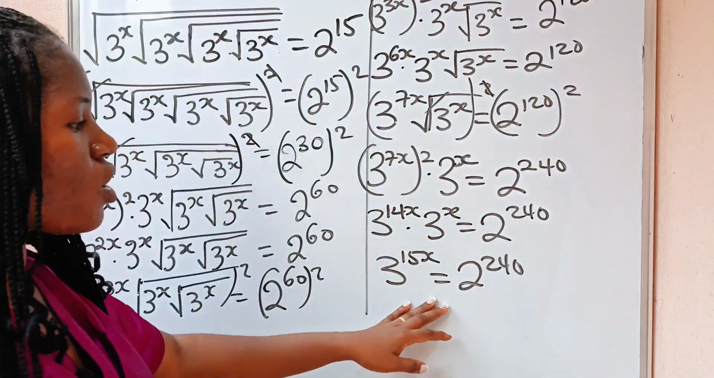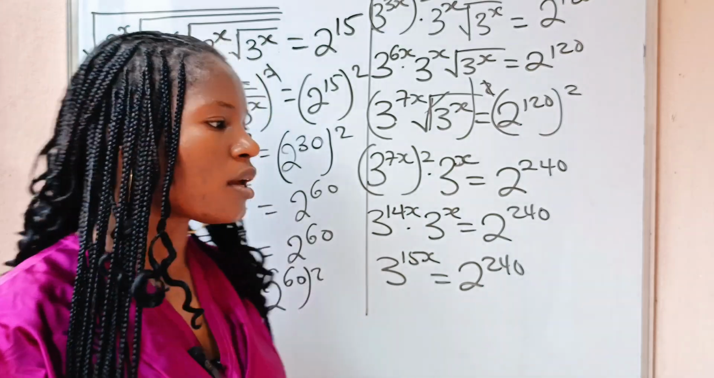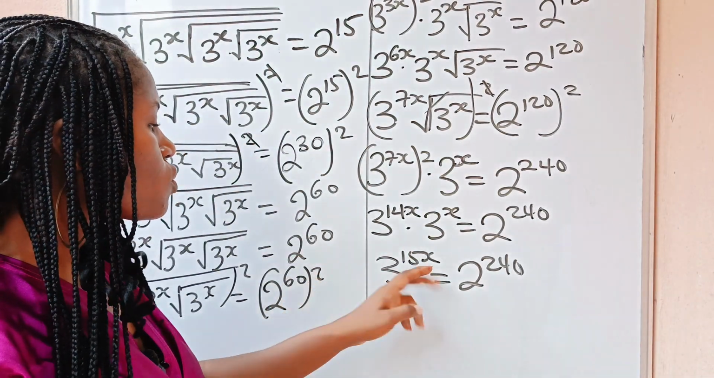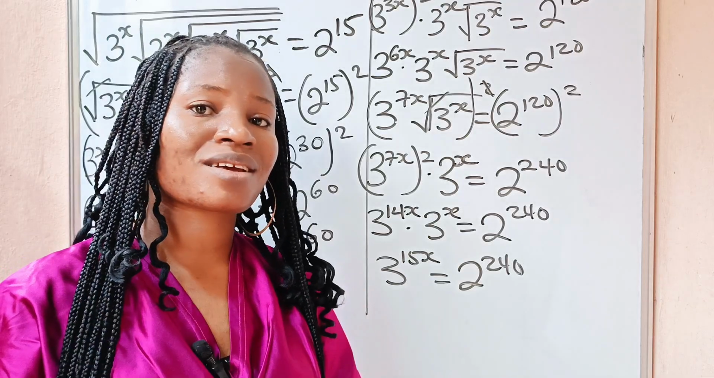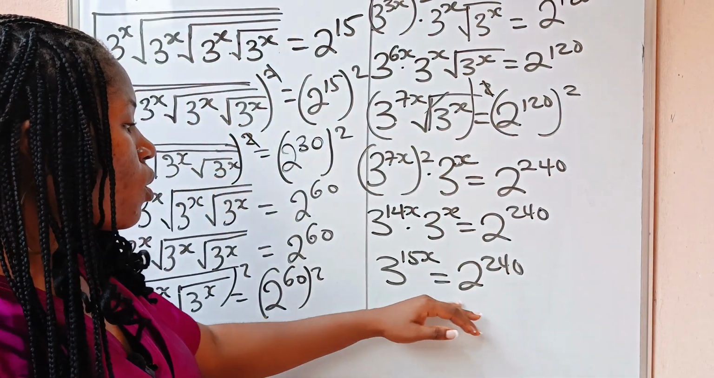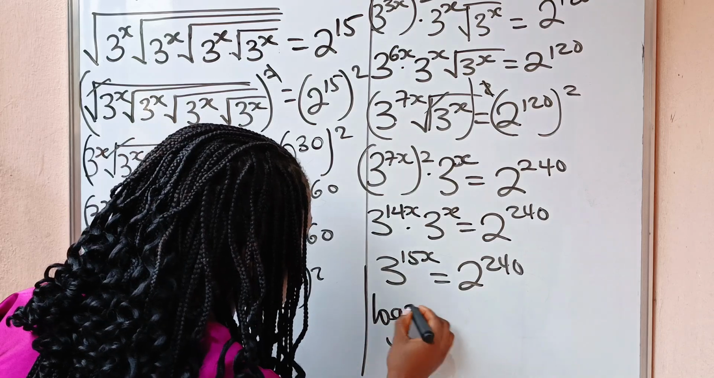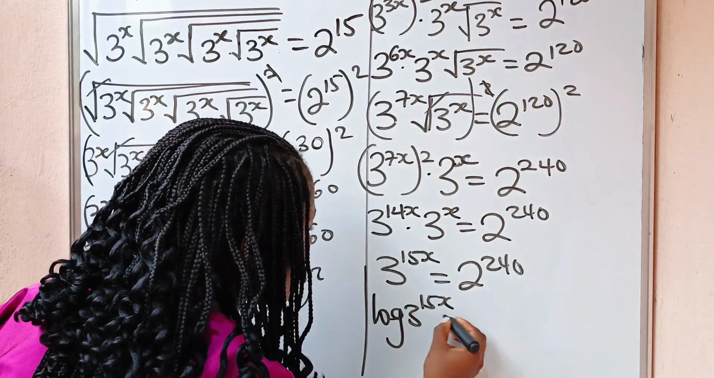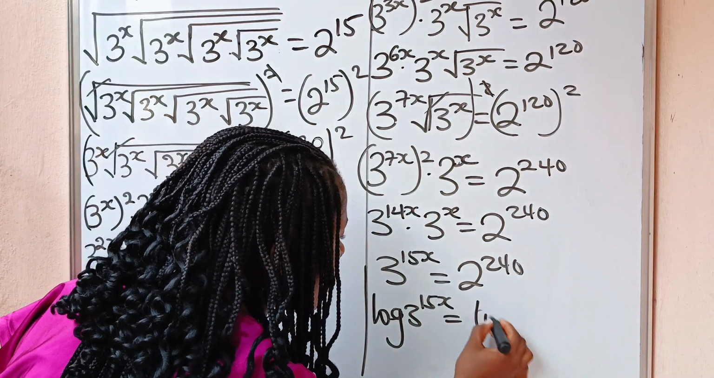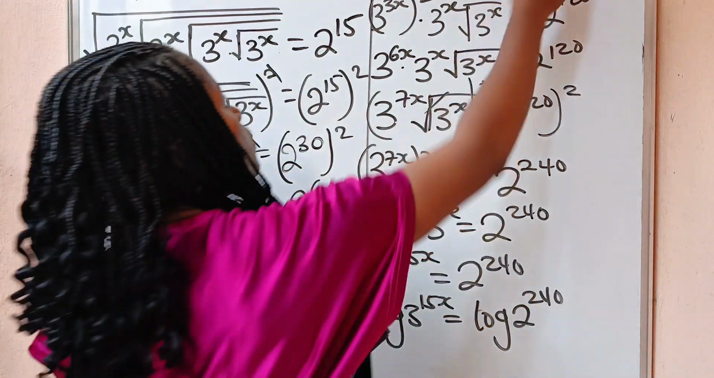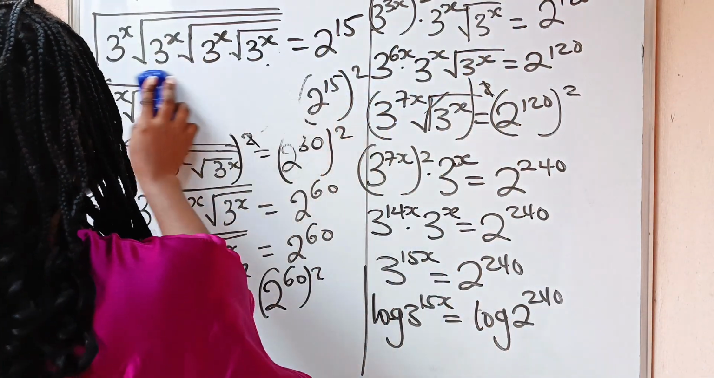The next stage is to solve this using logarithm, okay? So because the x we are looking for is part of the power, we need to introduce log to both sides of this equation in order to clear the power. Now if we introduce log to both sides of this equation, we are going to have log 3 to the power of 15x is equal to log 2 to the power of 240, okay? Permit me to clean this side of the equation.